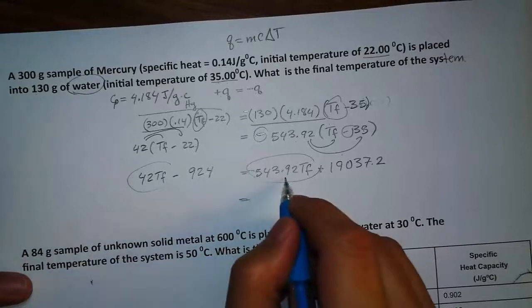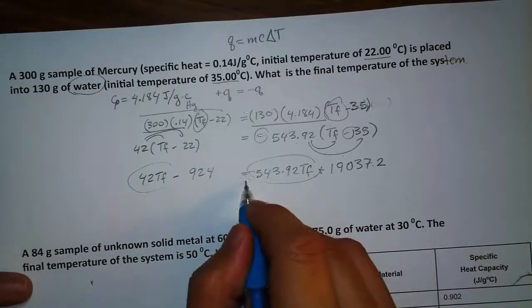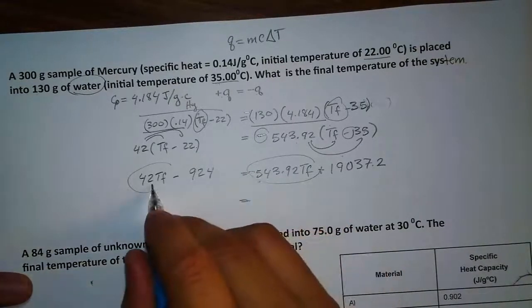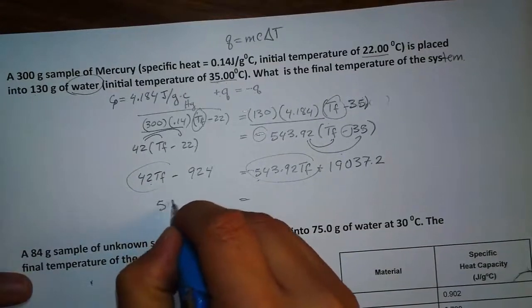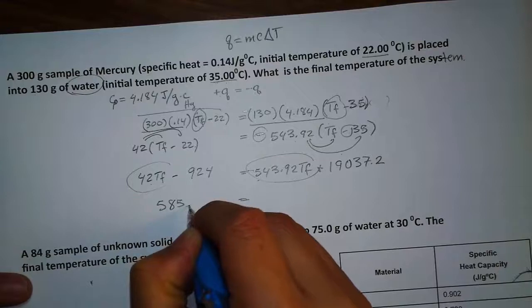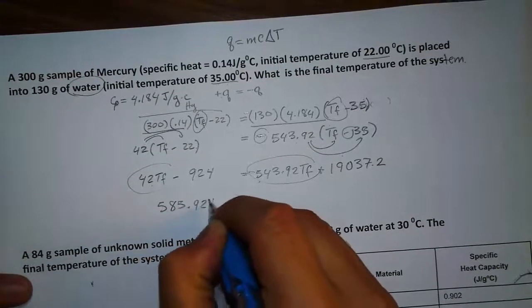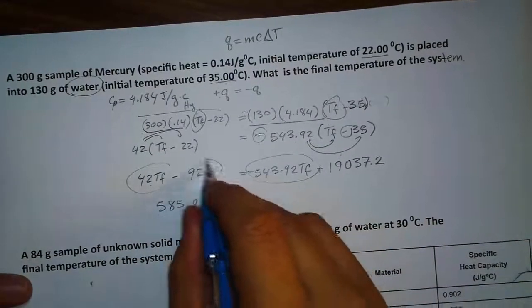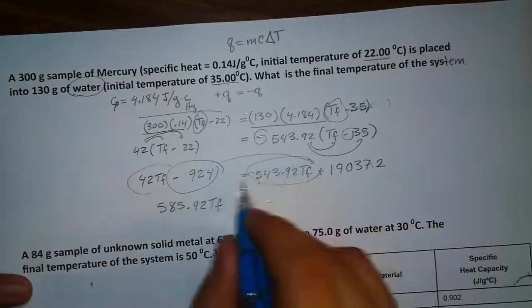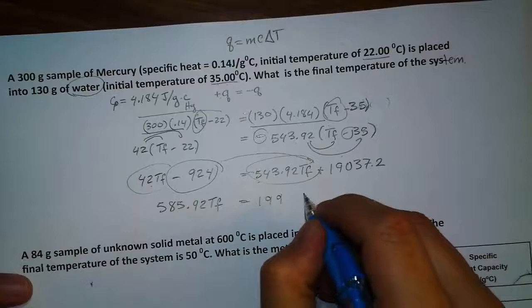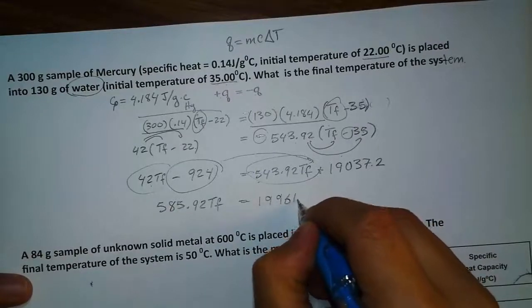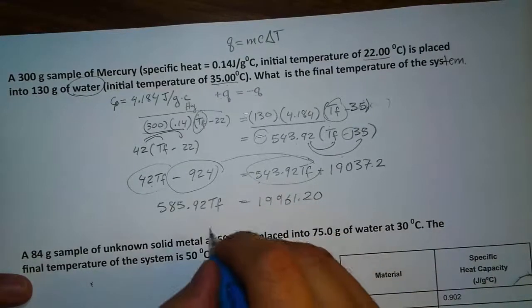Okay, so now if I were to bring this over, of course, this is going to be add, right? So this is going to be add over here. What we're going to have is 585.92 Tf. And if we bring this over to this side, we're going to add, right, because it's negative. So what we have is 96120. And how do we solve for Tf?